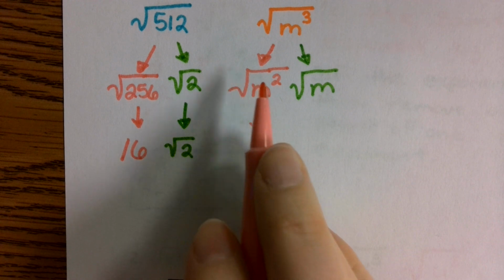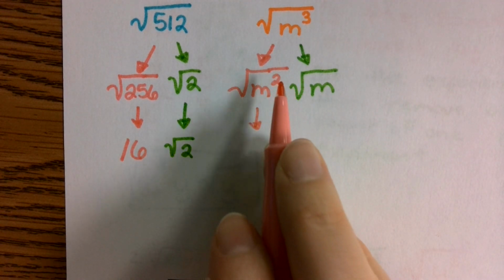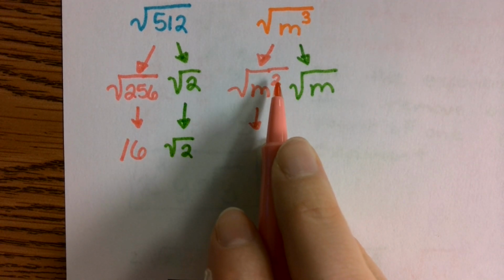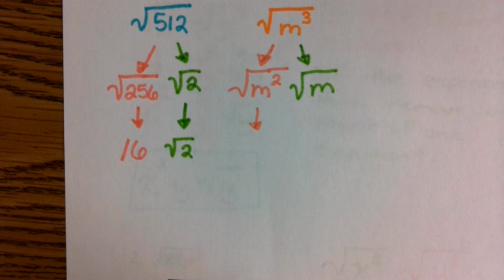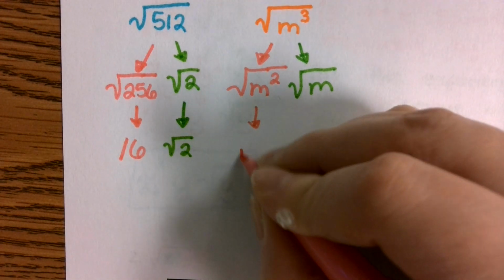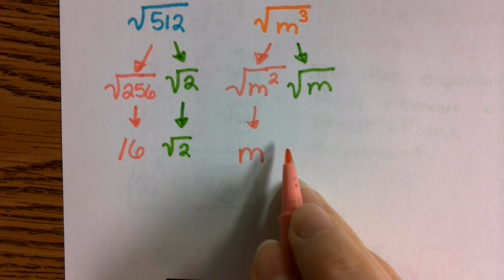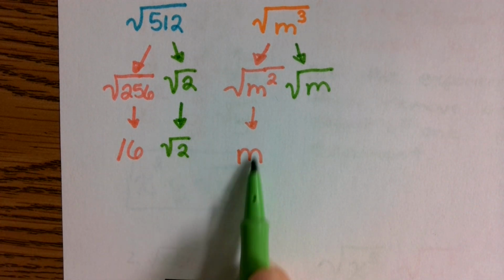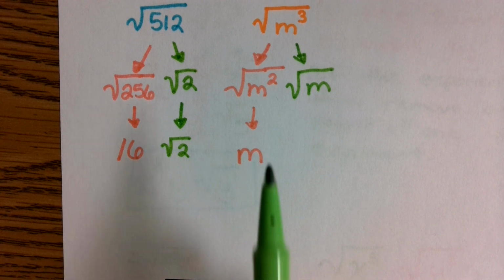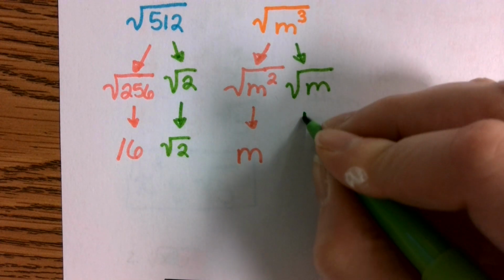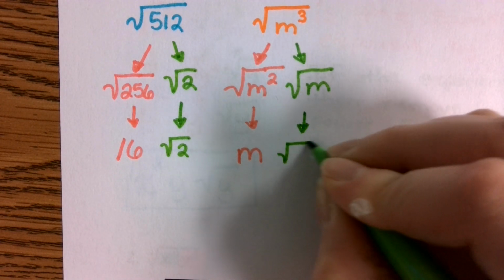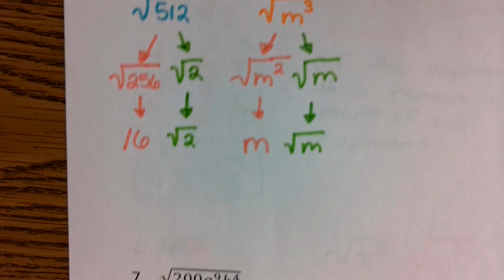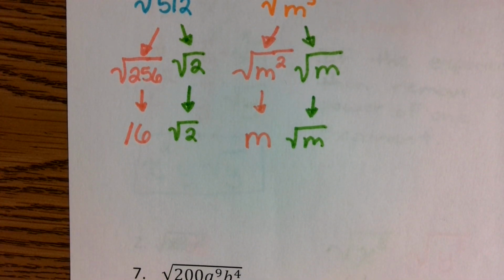Remember, if I take the square root of an even number, I'm dividing it by what? 2. So what's 2 divided by 2? 1. Do I have to write the 1? No. I don't have to write the 1 as an exponent. I no longer need the radical sign there either, because I just took the square root of it. And then square root of m. That's my non-perfect square.